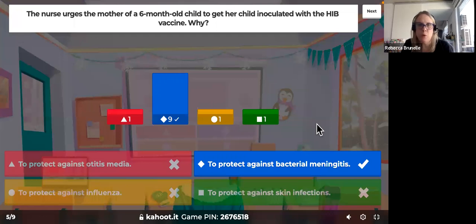Good. So Haemophilus B influenza is one of the common pathogens that causes meningitis. So if you have a vaccinated population, you're going to have less meningitis. So it does help protect against meningitis. To be honest with you, it does also protect against otitis media, but the most important is going to be the meningitis, because this is going to be the more serious infection.